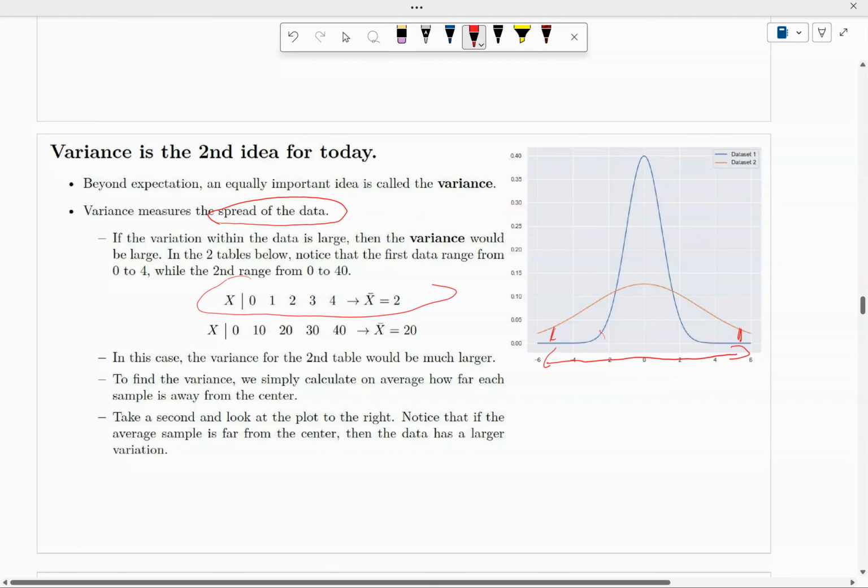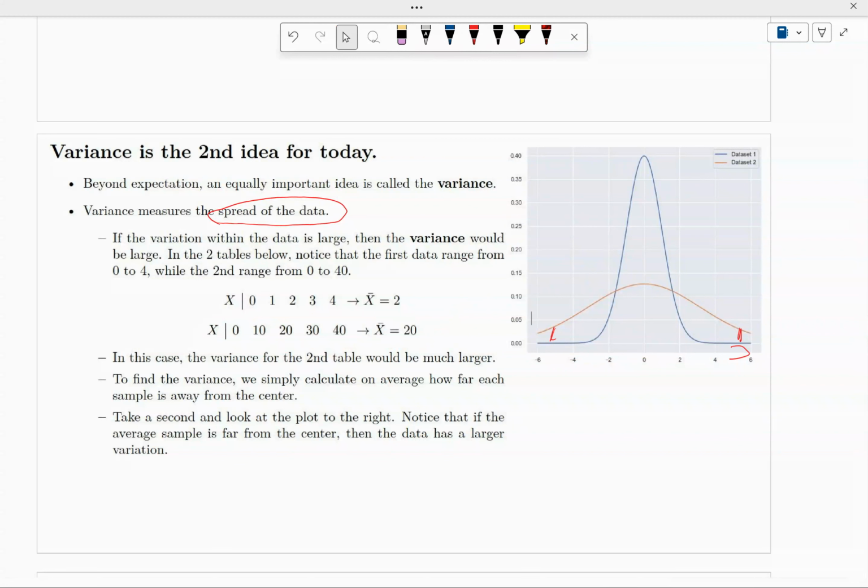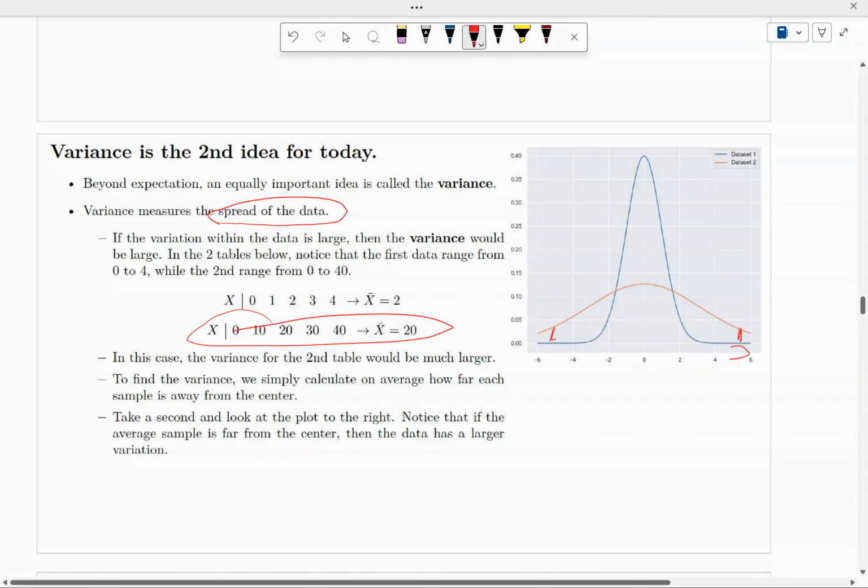Over here, if you look at two distributions, this one, you can tell, has a much smaller spread, and therefore this one is the blue one. Whereas this one over here comes from the orange one, and you can see that this is much more spread. So in this case, the variance of the second one, this one, will be much larger.